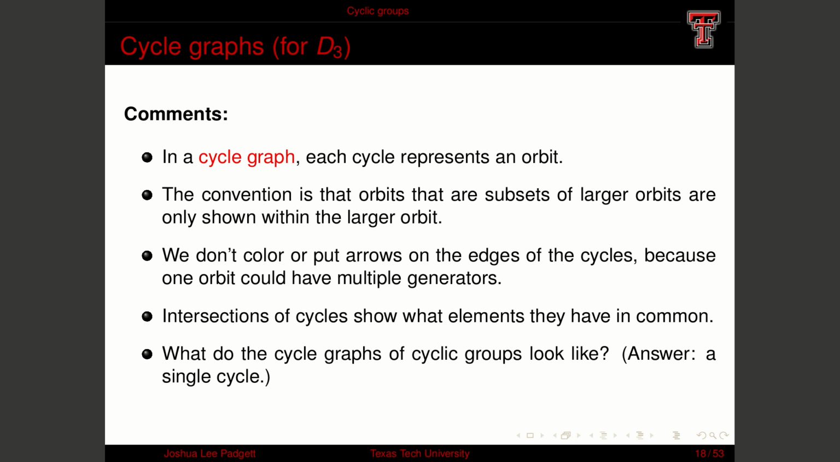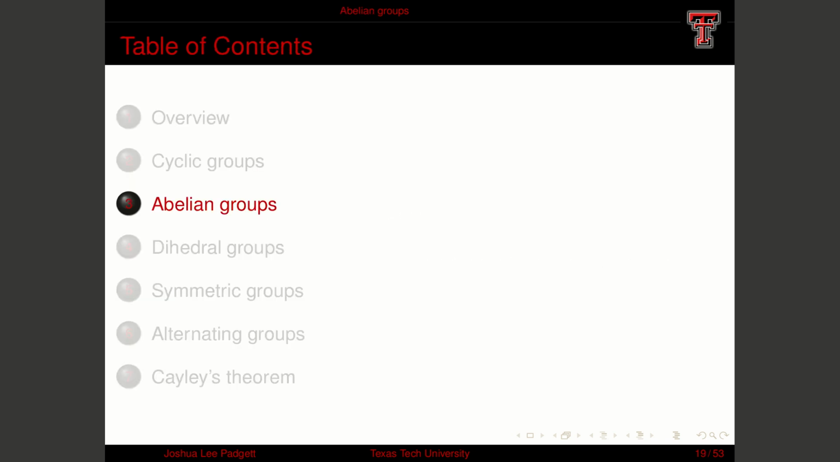And of course, cyclic groups are simply just a single cycle, right? So if you're going to draw the cycle graph for a cyclic group, it is just the original graph of the cyclic group. All right. So cyclic groups were a big building block to allow us to introduce a few things.